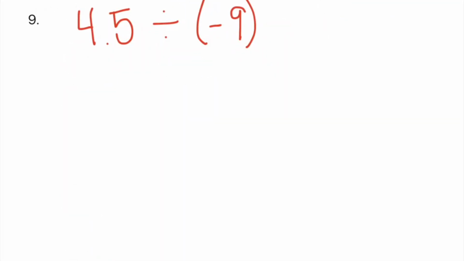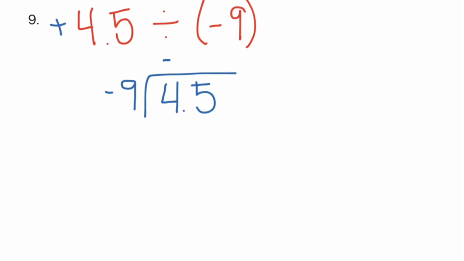Okay, we have a positive and negative division problem. So it's 4.5 divided by a negative 9. So I have a positive and a negative. Whenever you have a positive and negative, I know my answer is already going to be negative. So now I just need to figure out the division. 9 goes into 4 0 times, but it goes into 45 5 times. So my answer is negative 5/10.